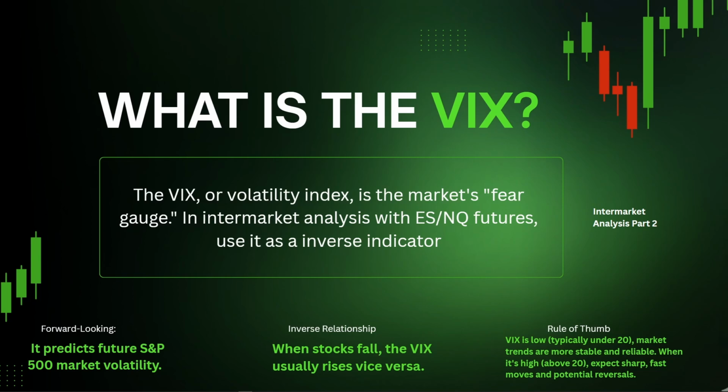The VIX, the volatility index, is the market's fear gauge, and in market analysis with ES and NQ futures, you can use it as an inverse indicator. Now, what is an inverse indicator? You're using the inverse, so negative. So if it goes up, you're looking to go down on ES, vice versa. Now, if you look at the bottom left, it's forward looking. So when something is forward looking, you kind of predict the market in a way. Now, it predicts the future of the S&P 500 market volatility.